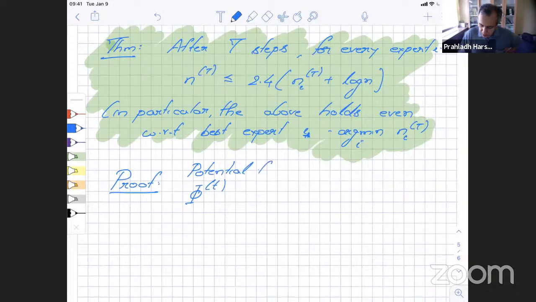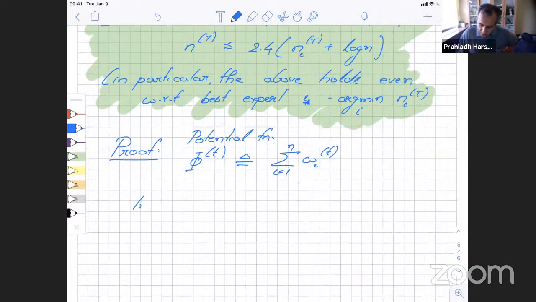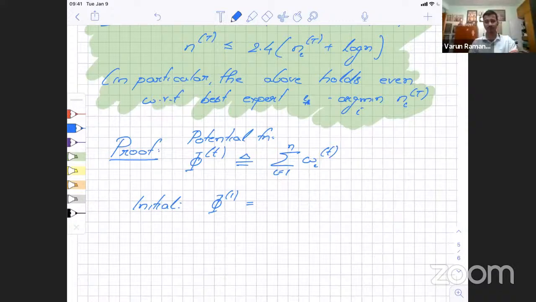Which is defined to be just the summation of weights at that particular point. So just the summation of the weights. So what do we have as initial values? We know that phi1. What is phi1? This is the number of experts. So it's n.